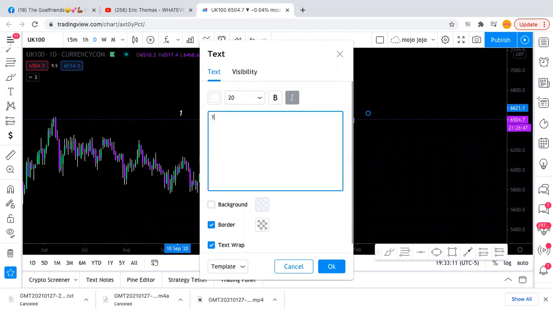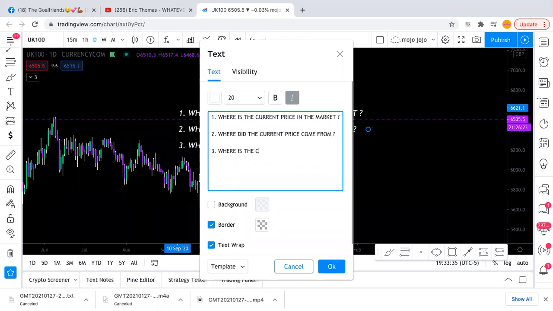Please write this down. Number 1, where is the current price in the market? I'm going to teach y'all this so much, you're going to be able to regurgitate it with ease. Number 2, where did the current price come from? Last question, where is the current price going?